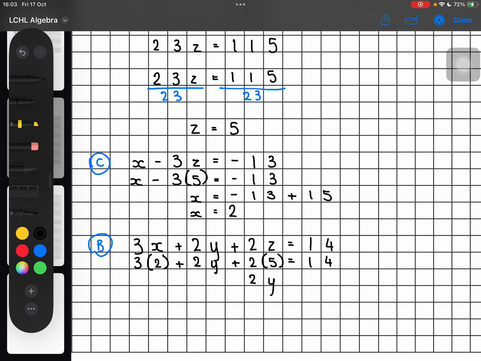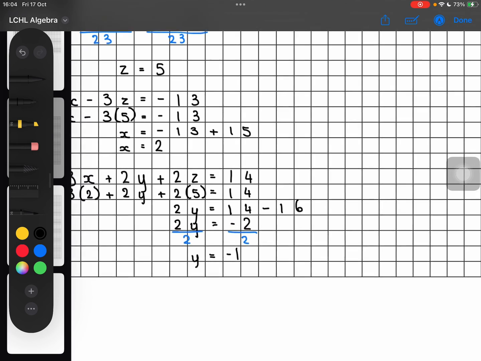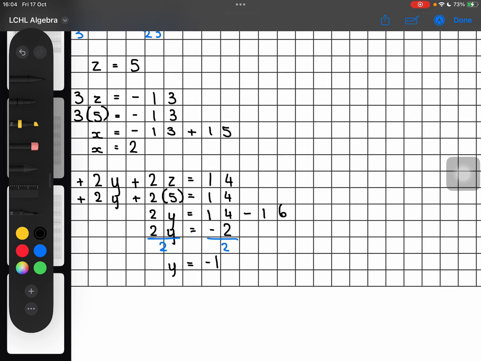Okay, so 2y then is going to be my 14 minus this 16. So 2y is minus 2, so I divide by 2 to get y by itself, and I get that y is minus 1. So that is my final answer. To just make it really, really clear to the examiner, I can write my answers in the form x, comma, y, comma, z. So in this case, x was 2, y was minus 1, z was 5.